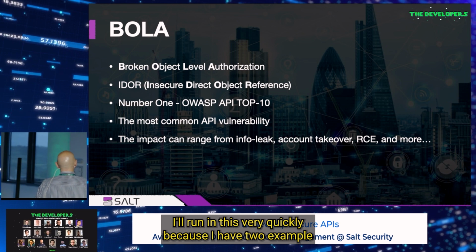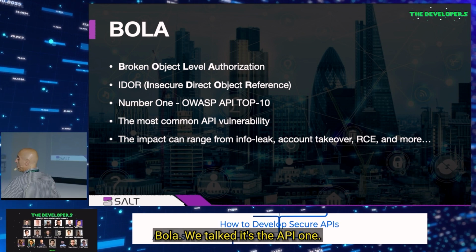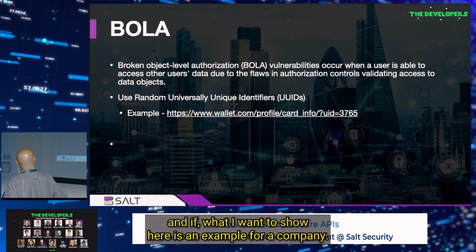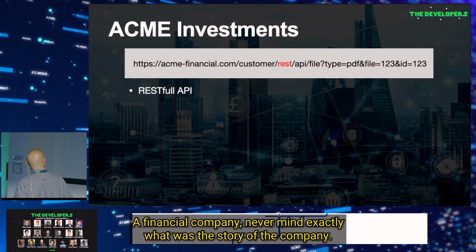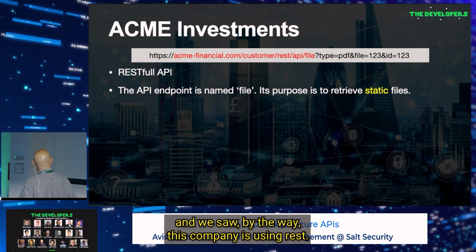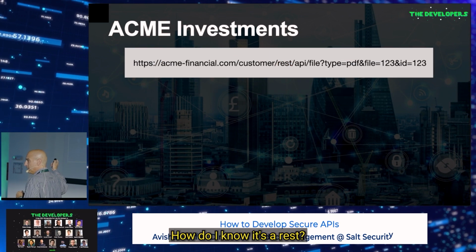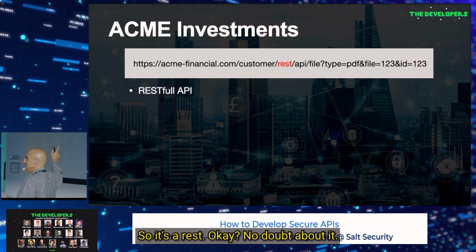Okay, I'll run through this very quickly because I have 2 examples that I want to show you, just the concept. We talked about API, and what I want to show here is an example from a financial company, never mind exactly what the story of the company was. By the way, this company is using REST. How do I know it's REST? Because they wrote it in the URL, so no doubt about it.